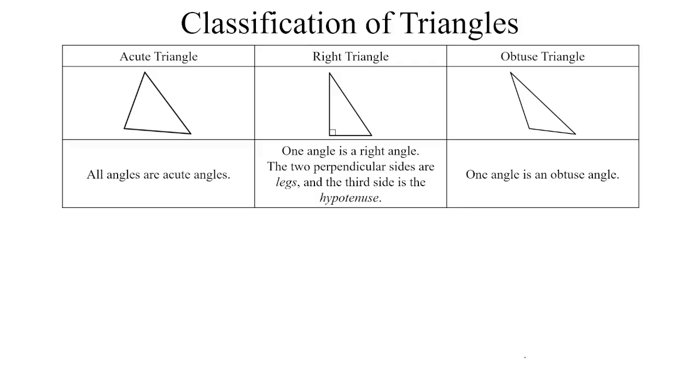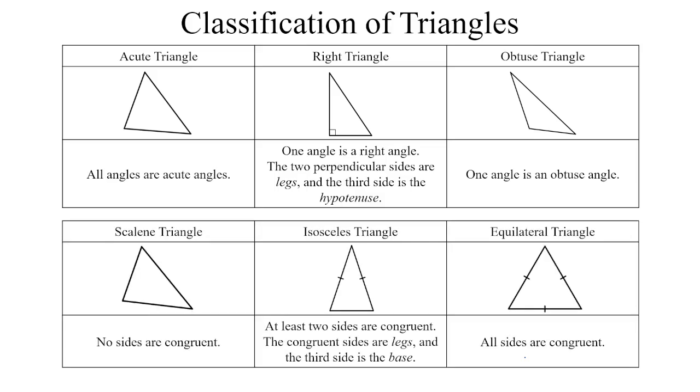Triangles can also be classified by how many of their sides are congruent or have equal lengths. The sides of a scalene triangle are all different lengths. None of them are congruent. Then we have the isosceles triangles, where at least two of the sides are congruent or have equal lengths. This is indicated by the hash marks that you see on it.